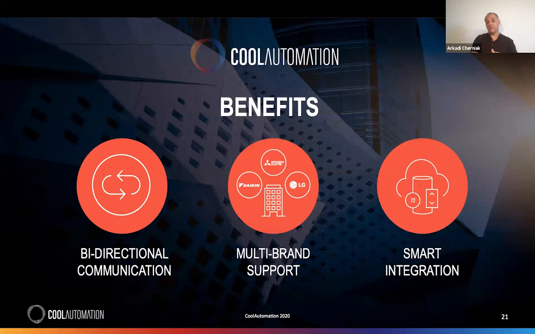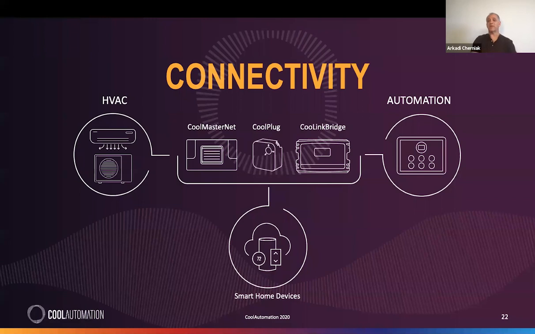And the benefits you would gain from that, because of the bidirectional communication, you'll get the error codes, you'll get the notifications, your system will be able to respond to any of these notices and will provide a better quality of usage and user experience to the end user. You get the multi-brand support and you get the smart integration. All this in principle by this kind of connectivity. HVAC on one side, automation on the other side, some smart home devices to throw in to spice up things a little bit. And any of our solutions will enable these connectivities.